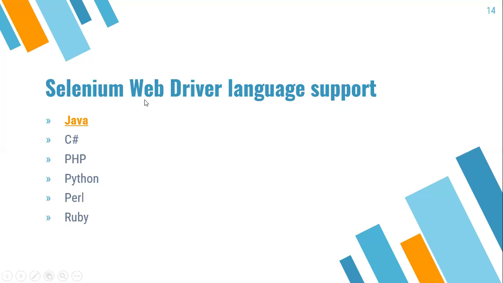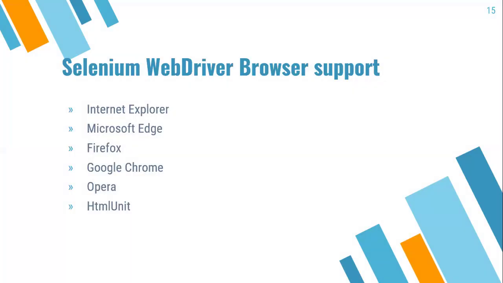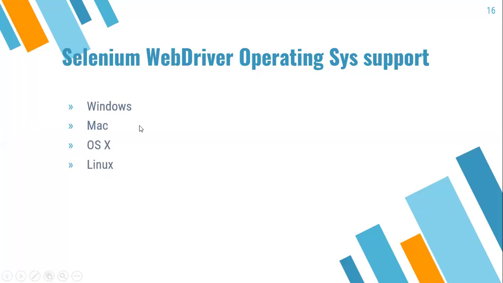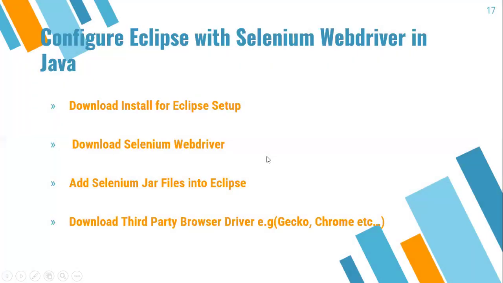Now let's see. Selenium WebDriver language support: Java, C Sharp, and Python. So all these languages are supported. Another is Selenium WebDriver browsers. I told you, right? Internet Explorer, Microsoft Edge, Firefox, Chrome. All these browsers we can execute. And operating systems, this is also integration. We can use Windows, Mac OS, different operating systems, and Linux.